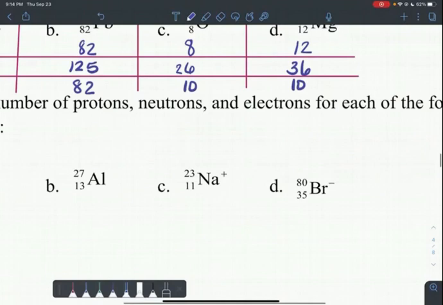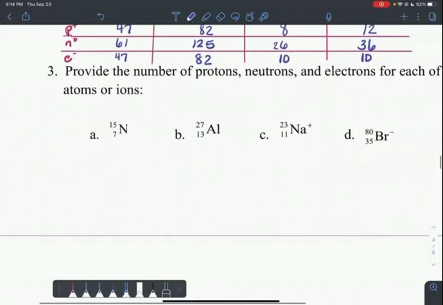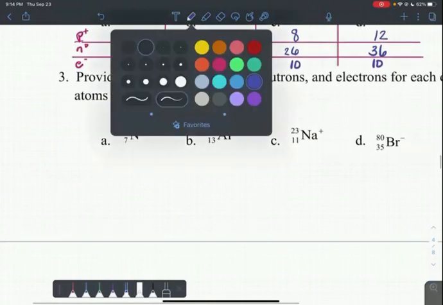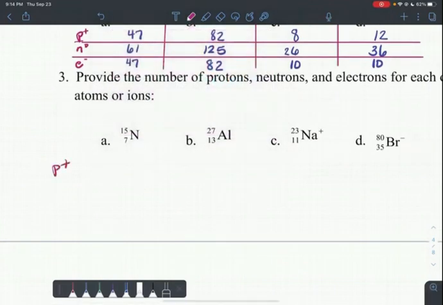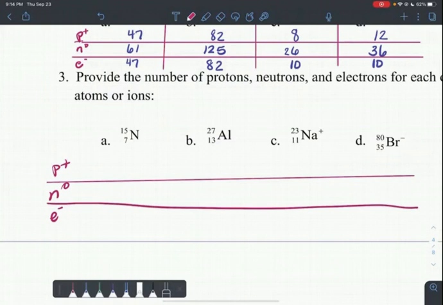All right. Same thing, protons, neutrons, and electrons for each of the following. So we'll do this again. Protons, neutrons, electrons. Make our little table.